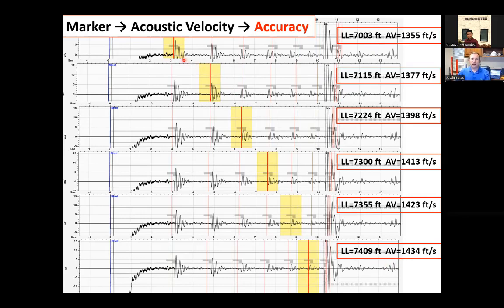Whereas if we would have stuck with, let's say, the collar count method, which we'll see in an example here, and we only counted 20% of the collars and extrapolated that through the rest of the acoustic trace, our values would have been incorrect. So we always want to make sure we use the deepest marker whenever we're trying to calculate the acoustic velocity, which will ultimately lead us to the most accurate liquid level depth.